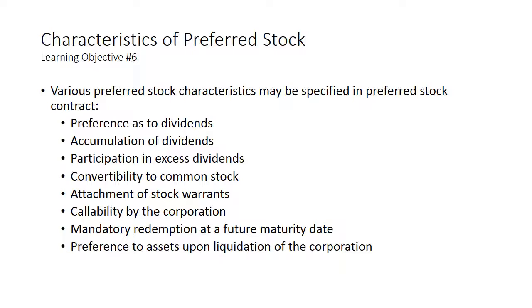And there's a preference to assets upon liquidation of the corporation. So they usually get their payment first of any leftover cash before the common stockholders do. So they have different characteristics than the common stockholders. Here's the biggie. They lack a voting right. So although they have a lot of preference with money, when it comes to voting, they don't. Common stockholders do.